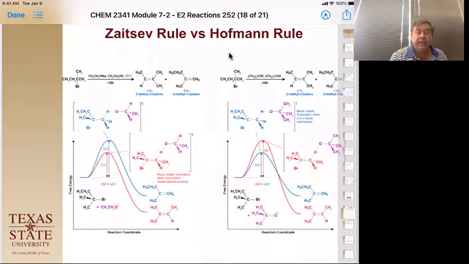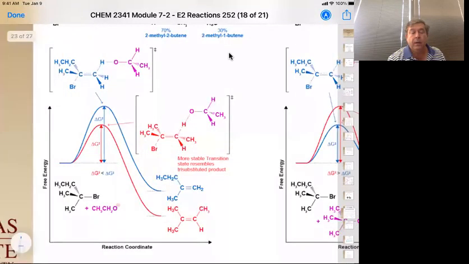And that transition state gives us our more thermodynamically stable product, okay? Therefore, number one, it has a lower activation energy. It's going to go faster, and it gives us our more thermodynamically stable product. So it's faster and more stable. It's our kinetic and thermodynamic product.